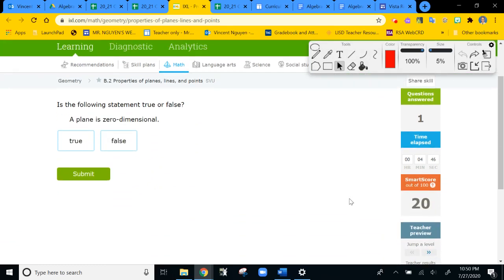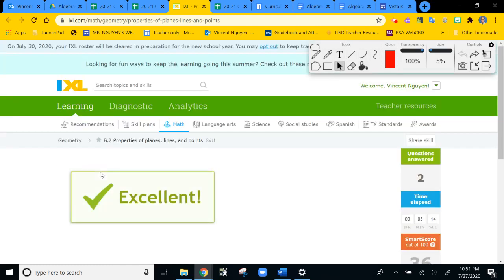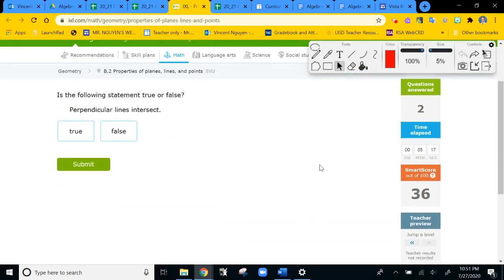Okay. True or false? A plane is zero-dimensional. A plane is actually a two-dimensional shape because it travels in those directions forever. It travels this direction, that direction. So it's got two dimensions because it's got the length here and the width here. So a plane is actually two-dimensional. A zero-dimensional object is actually a point. So I'm going to say this is a false statement. Submit.